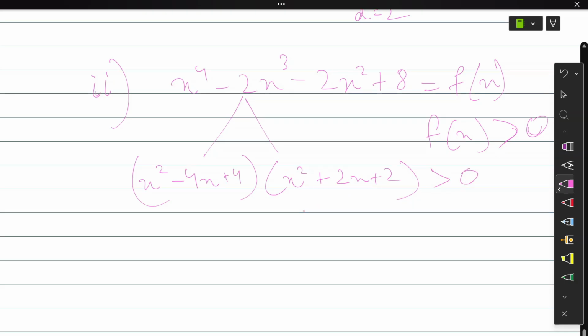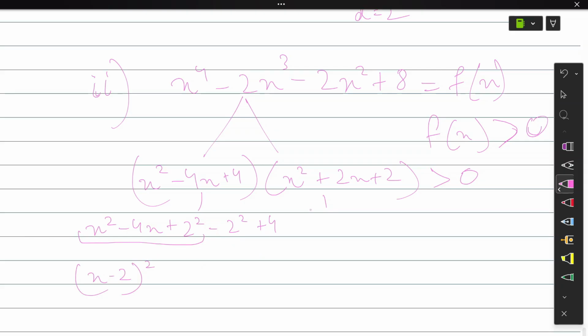So one way to do this is, दोनों को स्टैंडर्ड फॉर्म में ले जाओ. सही है. तो स्टैंडर्ड फॉर्म लेके जब जाएंगे ऐसे क्या हो जाएगा? x square minus 4x plus 2 square minus 2 square plus 4, and this whole thing is going to turn into x minus 2 whole square, and minus 4 plus 4 is just 0.